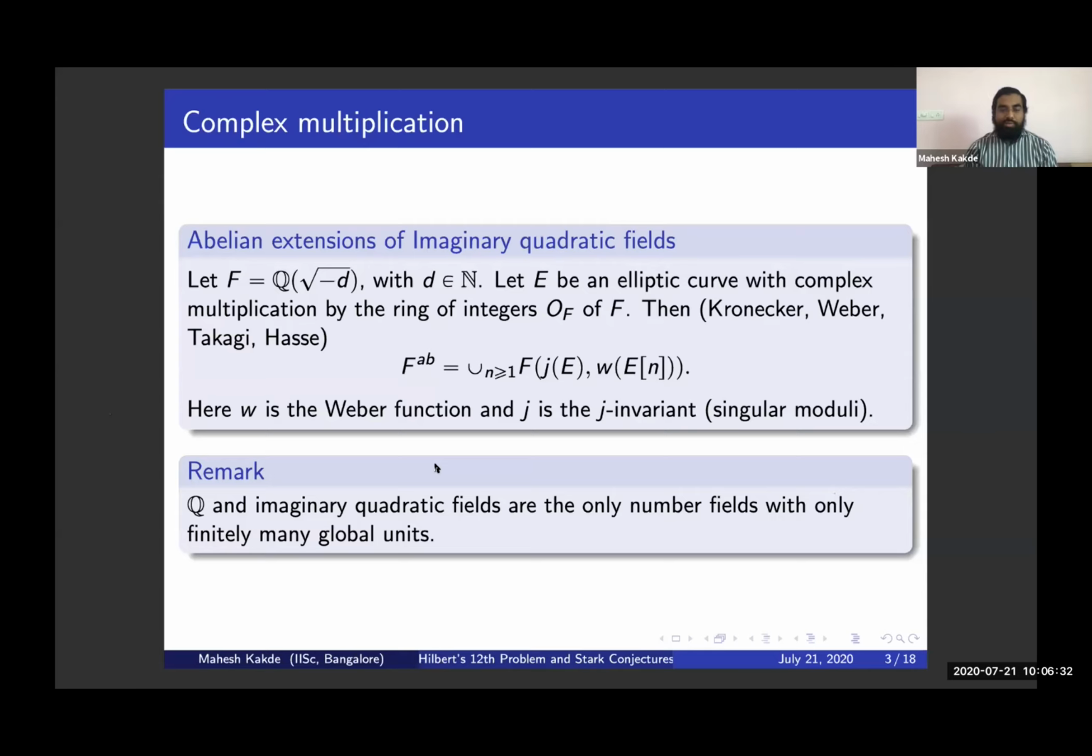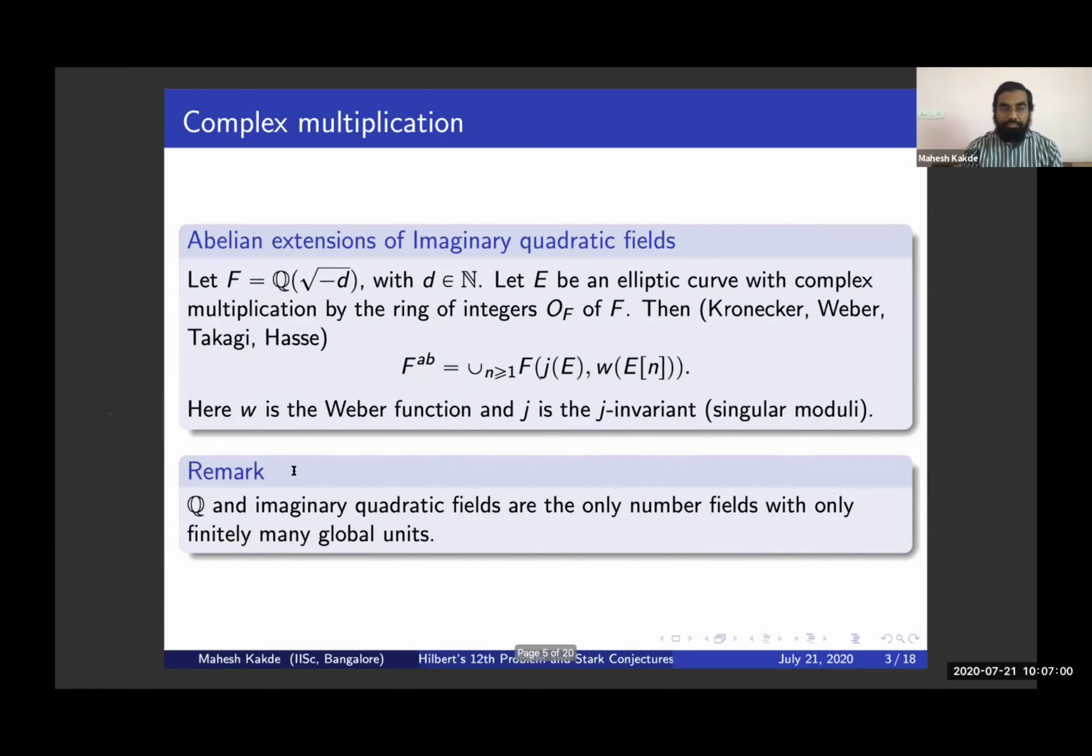A remark that I would like to make here is that Q and imaginary quadratic fields are the only number fields which have finitely many global units. If you take any other number field, the group of global units, as we learn in Dirichlet's unit theorem, is infinite. Somehow, having infinitely many global units causes a lot of difficulty in the questions that we are going to address in this talk. I don't know exactly why, but this is what happens.